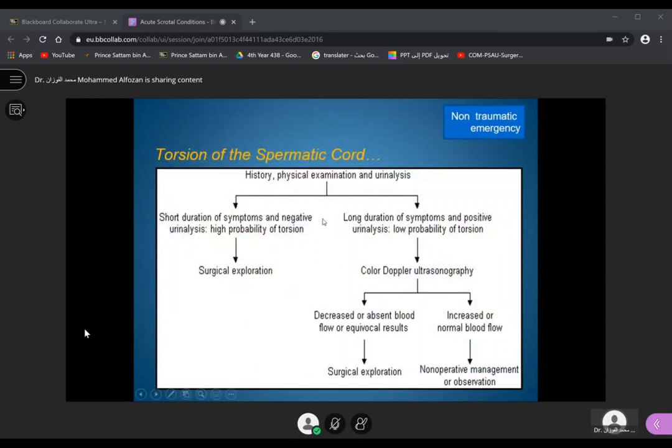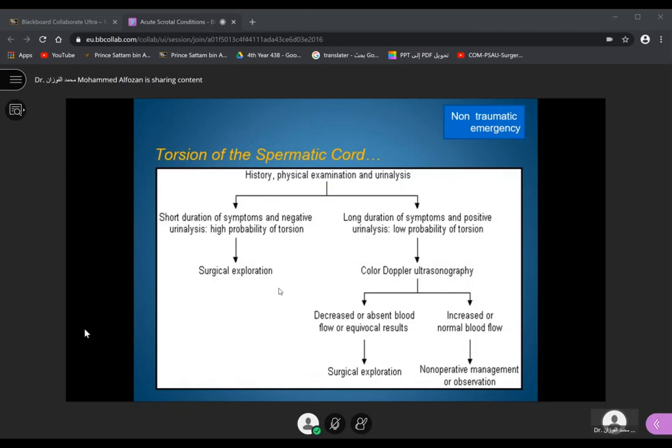So as we mentioned, for a patient presenting with acute scrotal pain, is it short duration or long duration? This is the most important question. So if it's short duration and there is no sign of urinary tract infection, the examination is in favor of torsion, you will go directly to OR for surgical exploration. As we mentioned, you only have 4 hours of torsion. More than that, then the testis is gone.